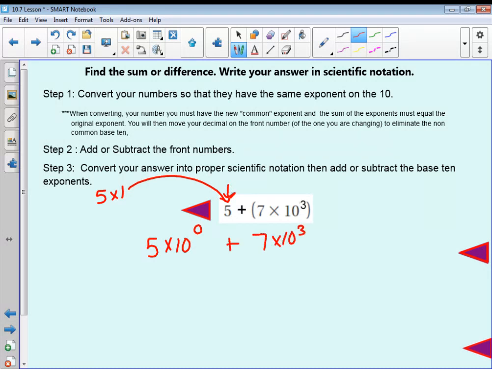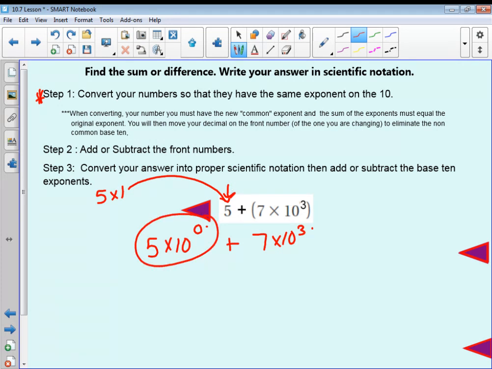Okay, so here's where it gets kind of tricky. We have to first convert both of these numbers so that they have the same exponent. So here I have an exponent of 0, and here I have an exponent of 3. It doesn't matter which one you choose to convert it to. If you want them both to have an exponent of 0, that's fine. If you want them both to have an exponent of 3, that's okay too. You're just going to pick one of them. That one you're going to leave as is. So I'm going to go ahead and convert this so that it has an exponent of 3.